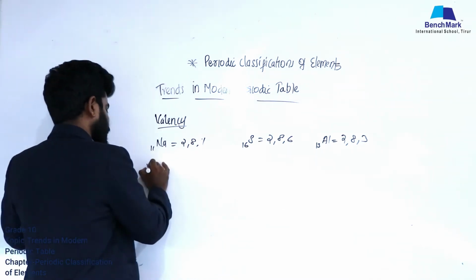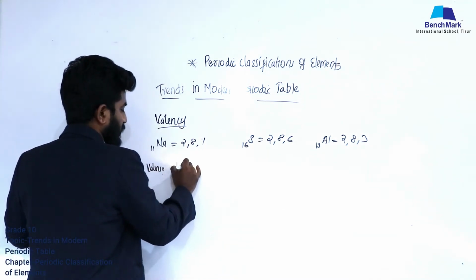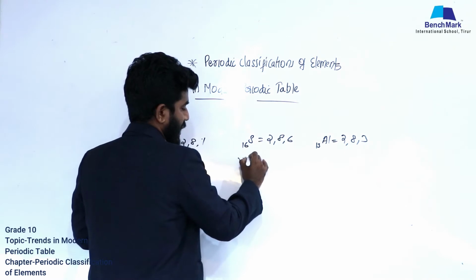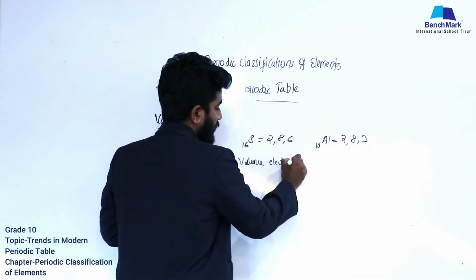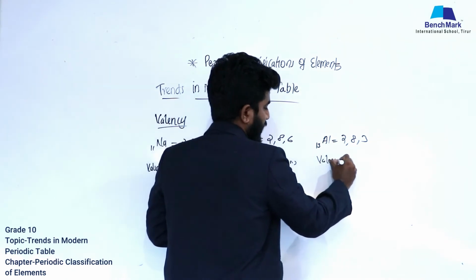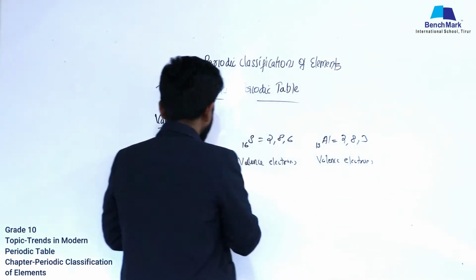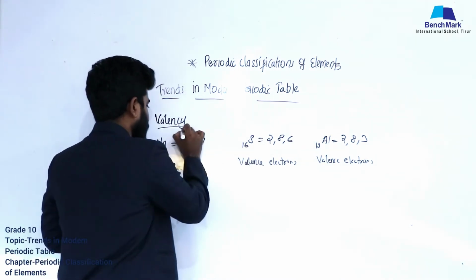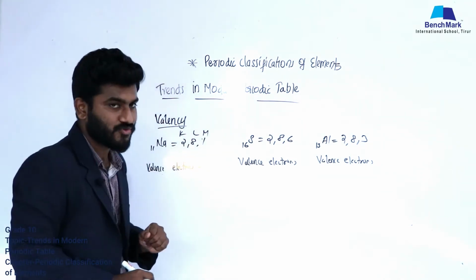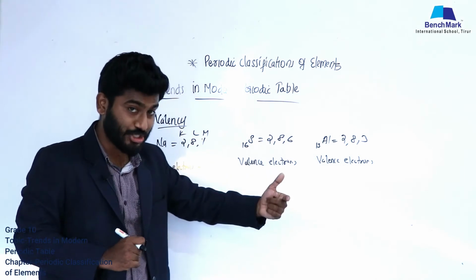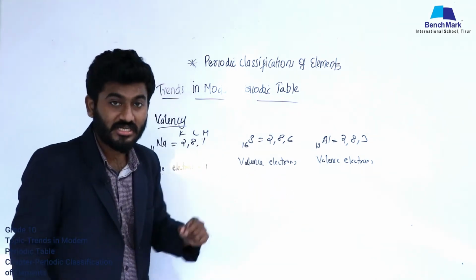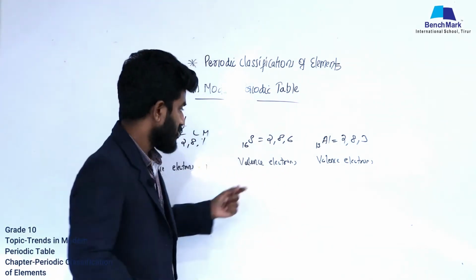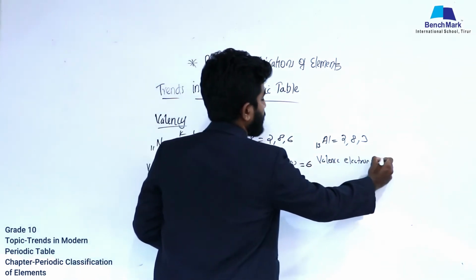Simple, just find out the valence electrons. How to find the valence electrons of these elements? Just look at the last shell, K, L, M. M is the last shell in the case of sodium. How many electrons are there in the last shell of sodium? That is 1, so that is the valence electron. The number of electrons present in the last shell of any atom is known as valence electrons. So valence electrons of sulfur is 6, and here it is 3.